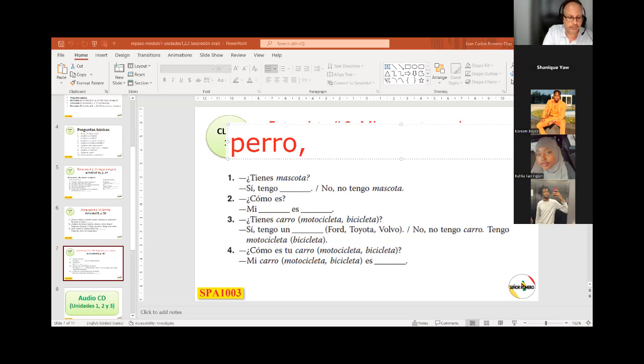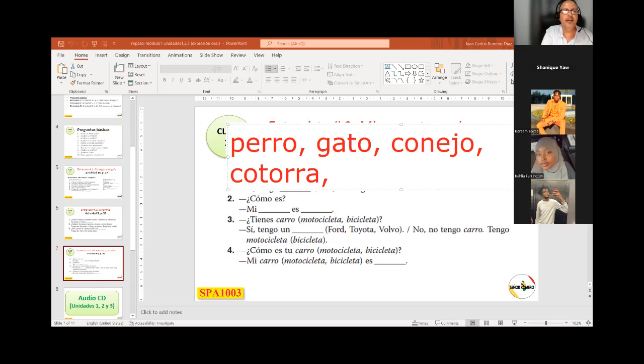Perro, dog. Gato, cat. Oh, conejo, rabbit. What else? Tell me. Cotorra. Last year I had a student who had a parrot. He mentioned the name of his parrot all the time. It was a beautiful parrot. Every time that he was in the class, I could see the parrot then. Anyway, cotorra is parrot.